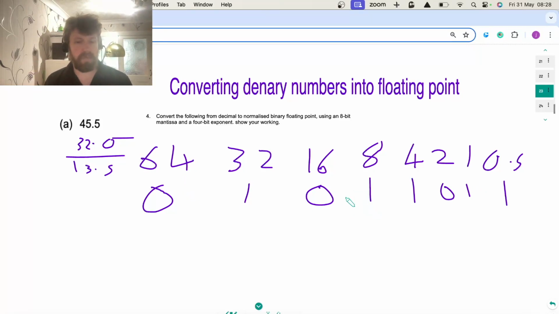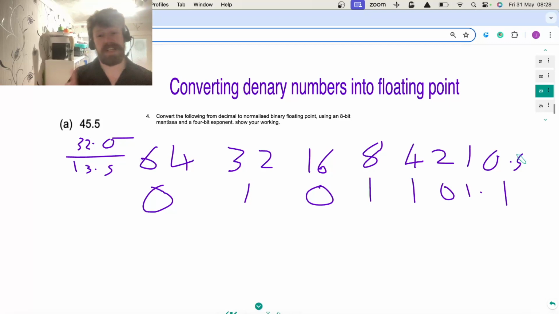The next stage is we need to work out what the exponent is going to be. Now the exponent, as I was saying to you, is all to do with where we need to get the decimal point in between the 0 and the 1 at the front. And the decimal point currently is in between the 1 and the 0.5.